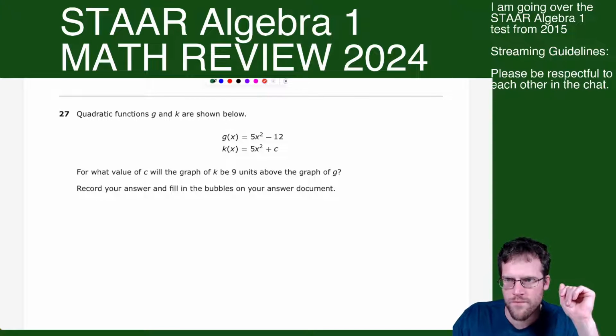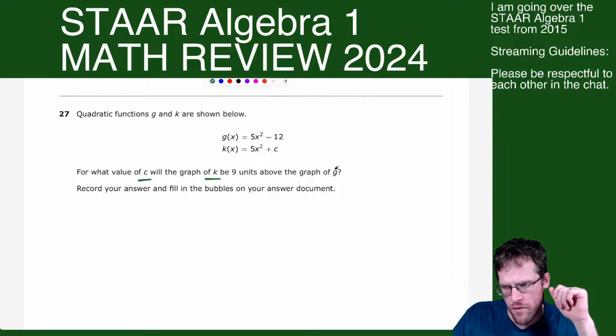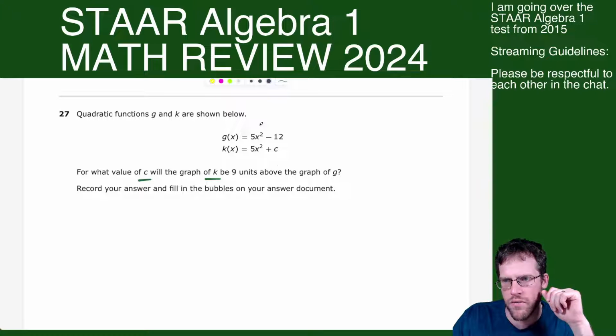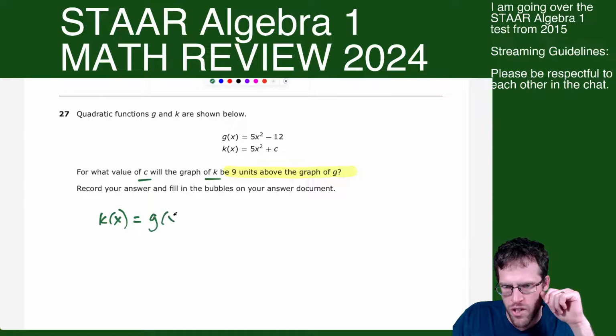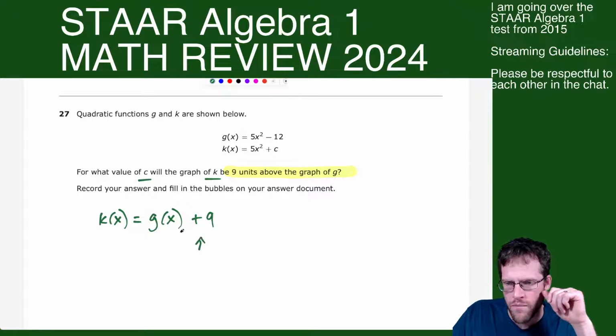So going on here, we have quadratic functions g and k are shown below. For what value of c will the graph of k be 9 units above the graph of g? All right, so this is the phrase here. 9 units above the graph of g. So that means k of x, we want it to be 9 units above the graph of g. So we want this to be equal to g of x and then plus 9. When you add 9 like this, it moves the graph up 9 units.